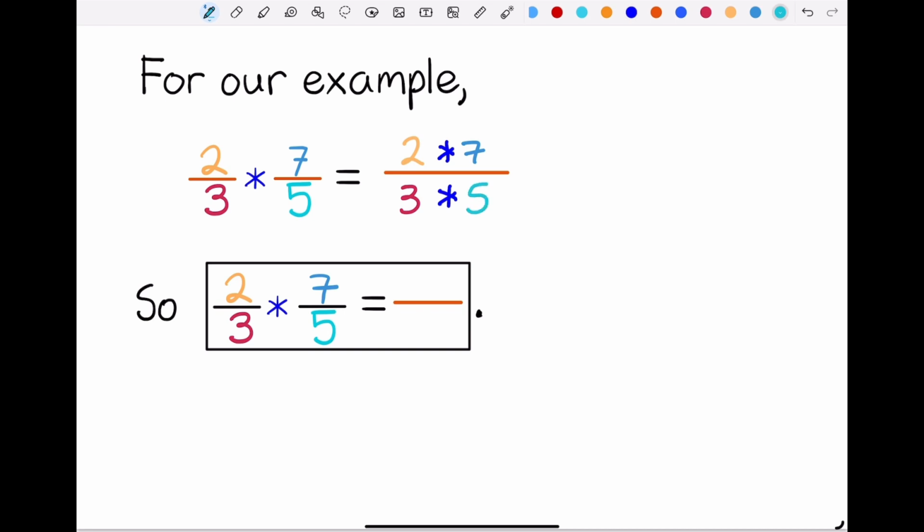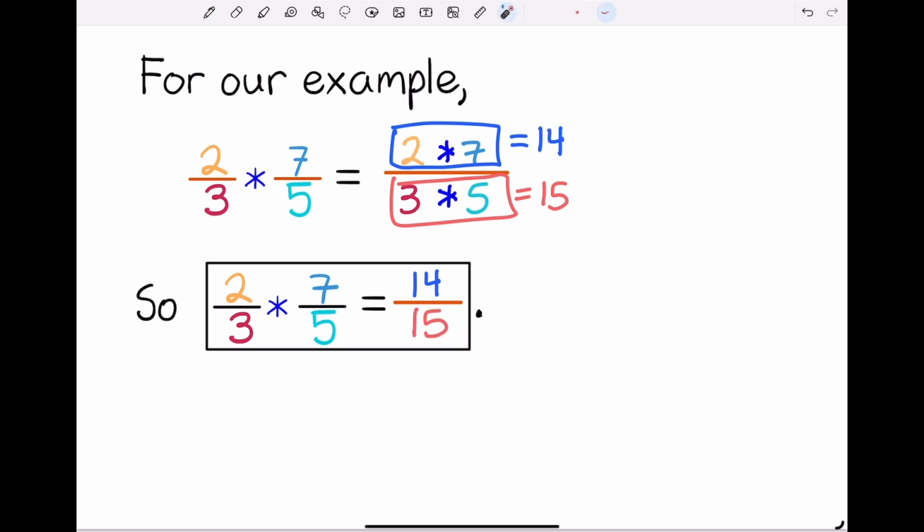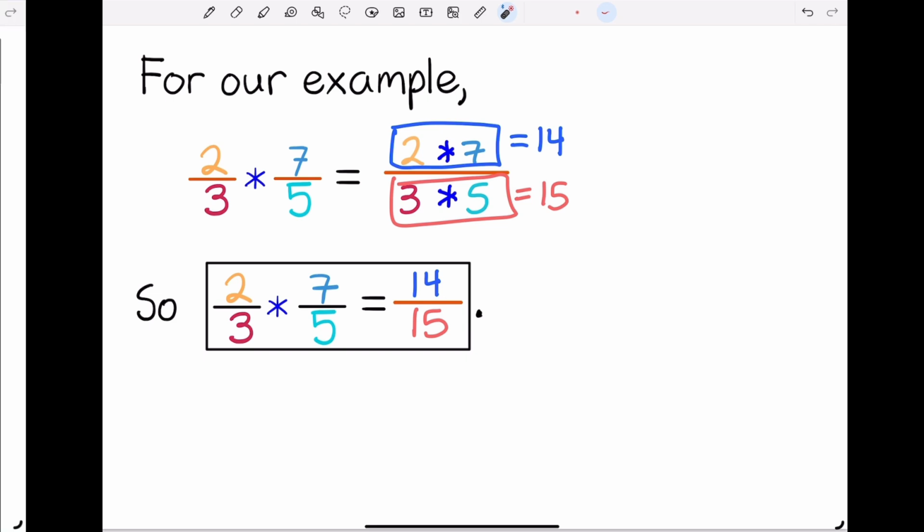And now we're ready to get the final answer. Our numerator is 2 times 7, which equals 14. So the numerator of our product is 14. For our denominator, we have 3 times 5, which is equal to 15. So the denominator of our product is 15. So 2/3 times 7/5 has a final answer of 14/15. And this is how we multiply fractions together.